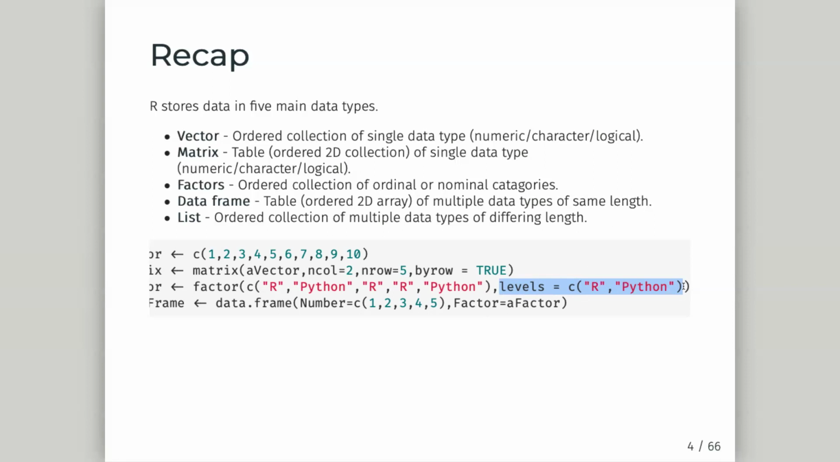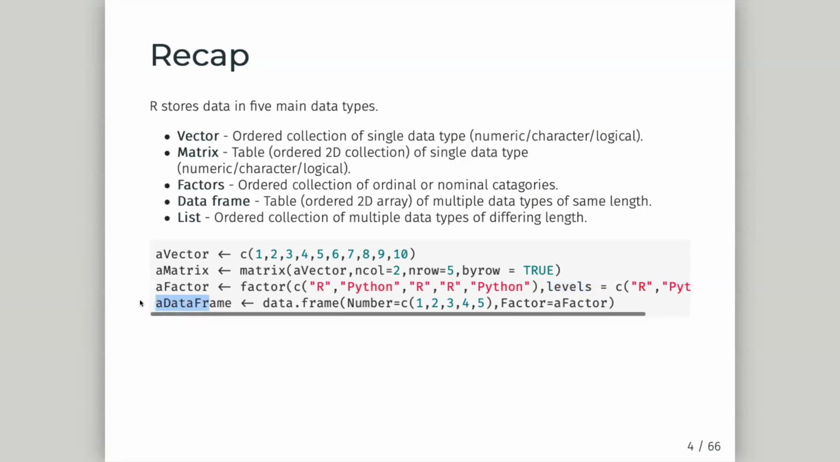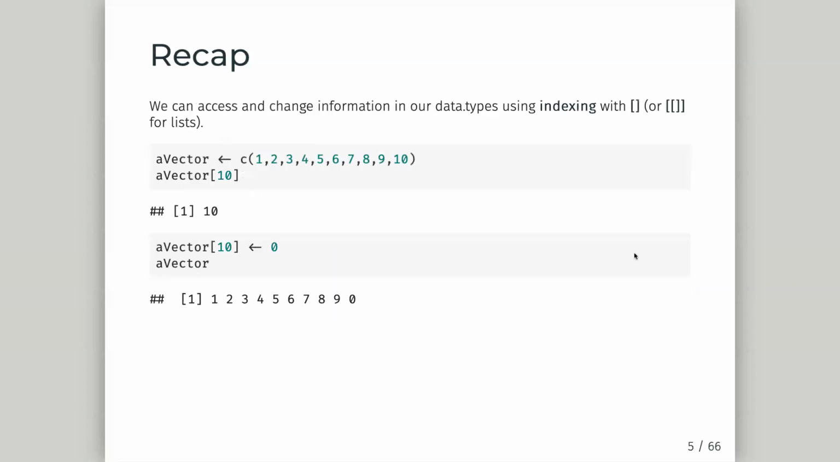So it is important. Finally, we saw a data frame, and we saw that we could create data frames using the data frame function, and we just provide it with a column name, here number, and I'm going to give it a vector of numbers. I can give it a factor, and I'm going to give it the factor from here. And this will then contain different data types.